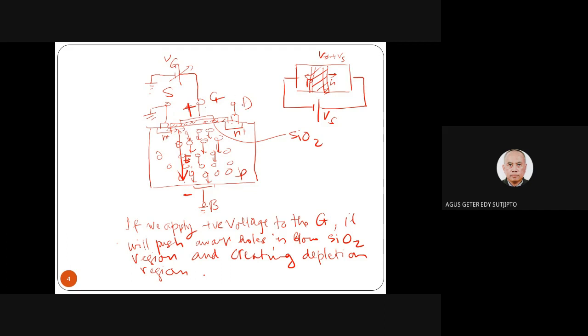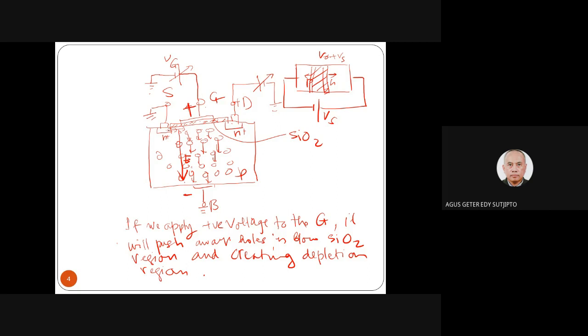Why is this moving here? Remember, we apply a voltage between drain and source, with a certain voltage, VDS, for example. We connect D and S, but it is easier to write with the grounding system. So we can imagine this is at VDS. So this is an electric field created from the applied voltage at D here, D positive and S negative, of course.